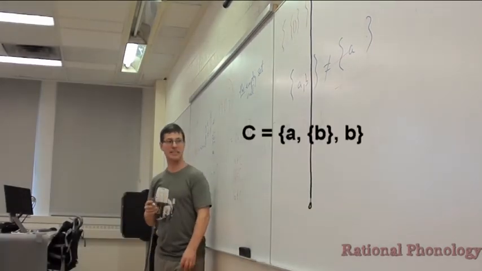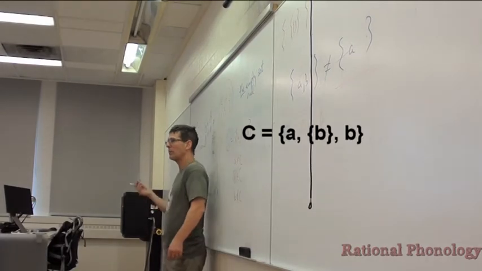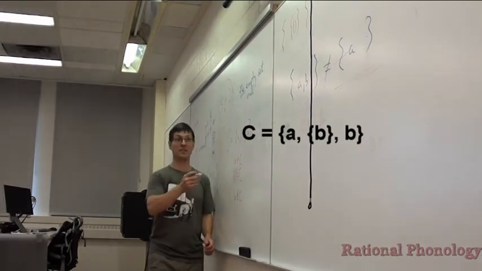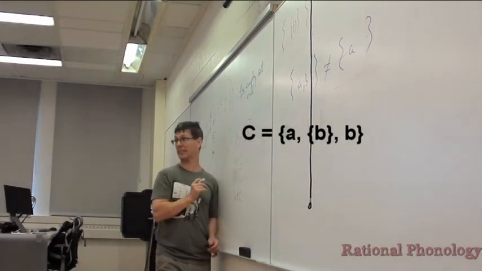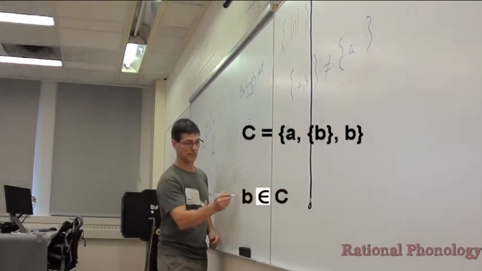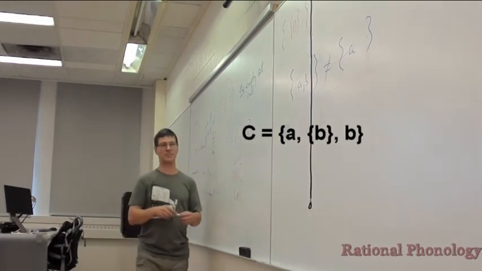What about now? Is B an element of C? Is B in set C? Yes. But repetition doesn't matter. Why do you change things? Because it's not a repetition. In one case there's B, and in one case it's the set that contains B. So now B is an element. Okay?